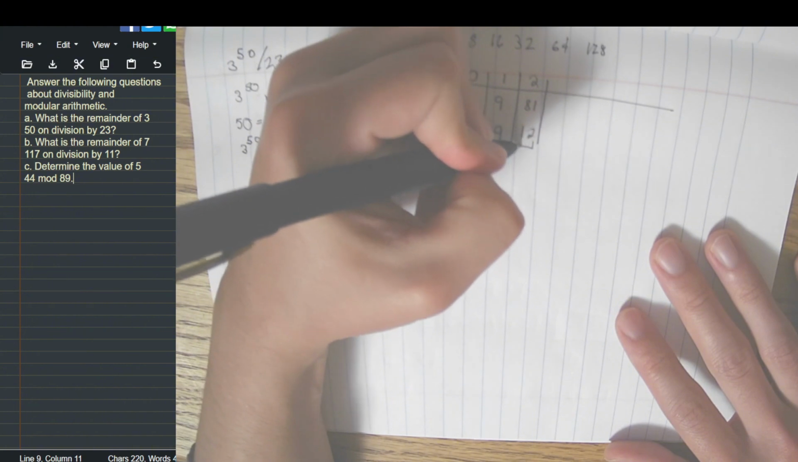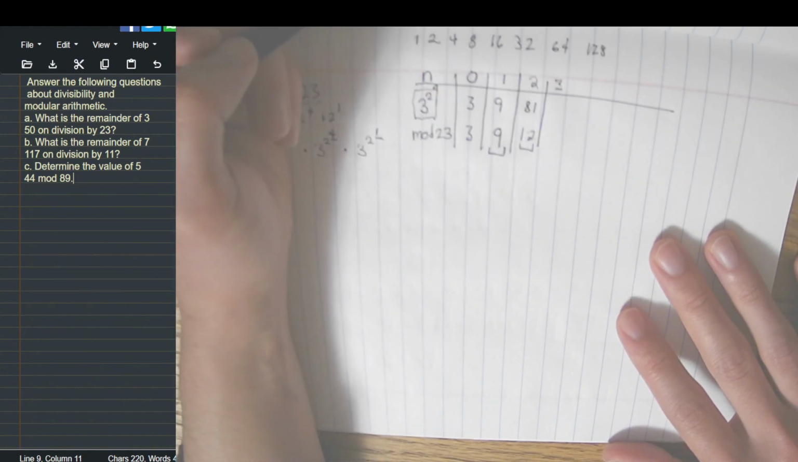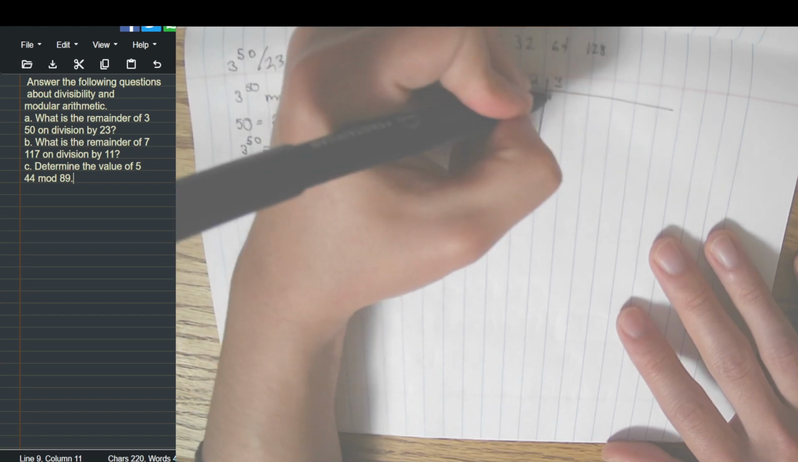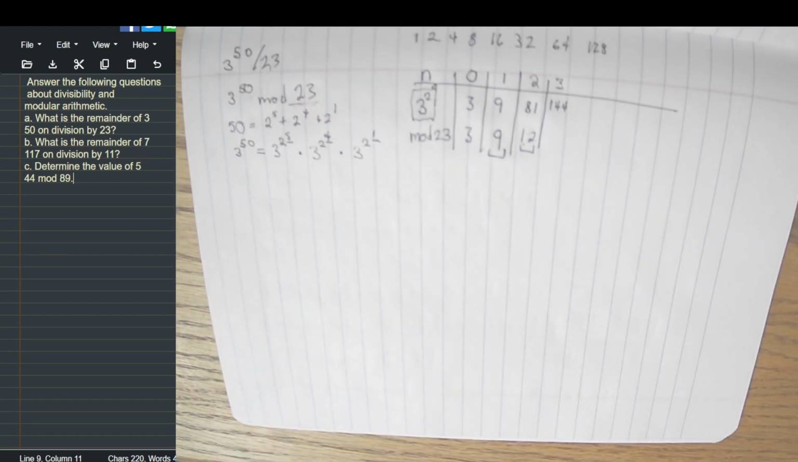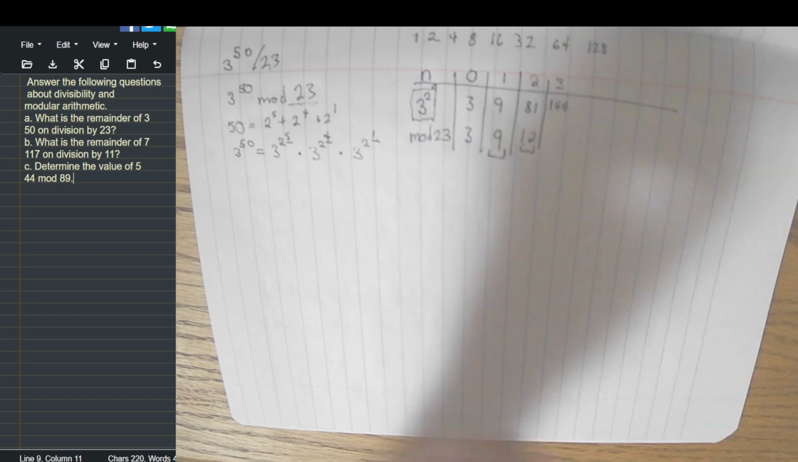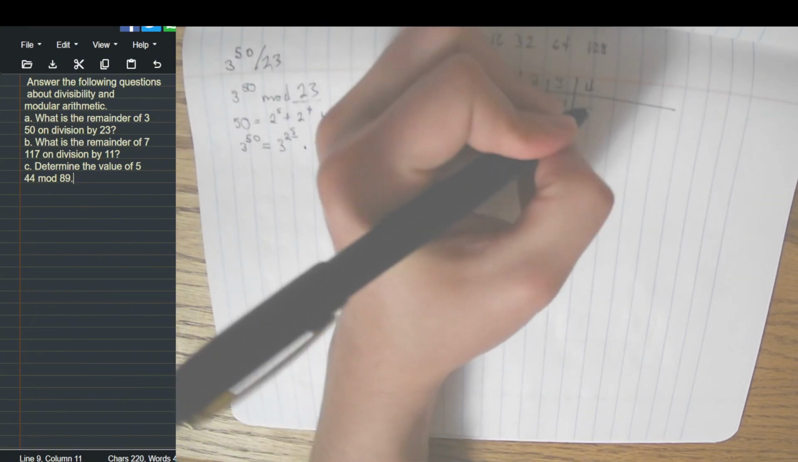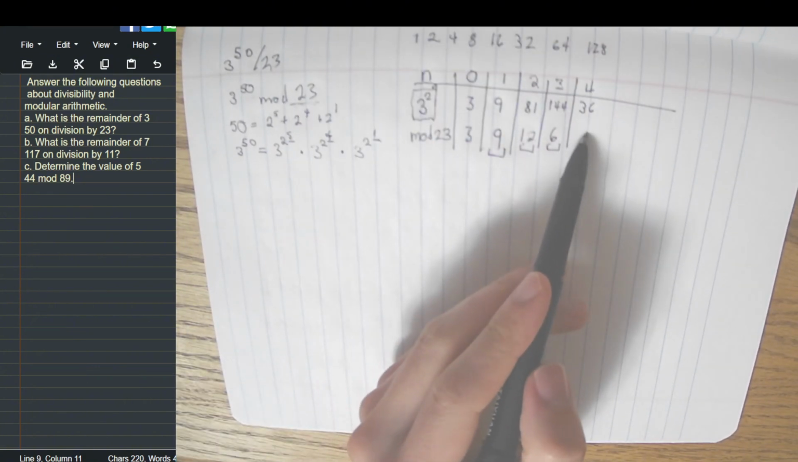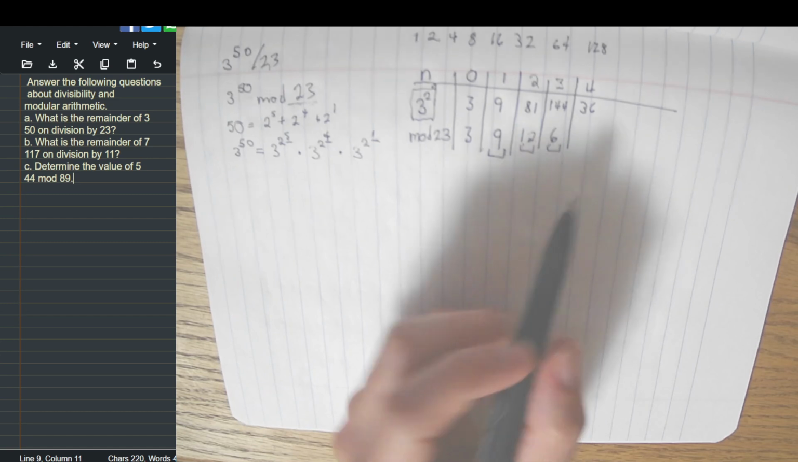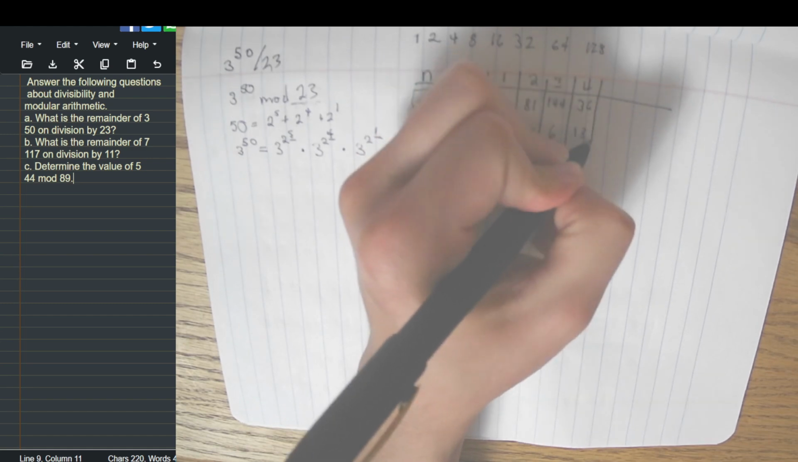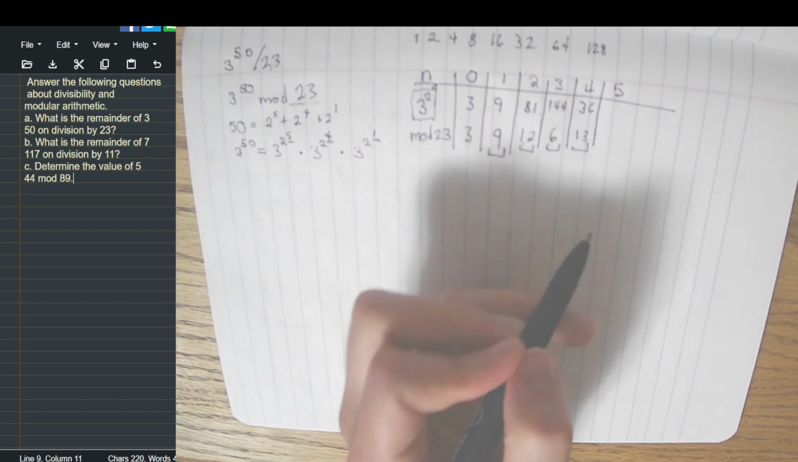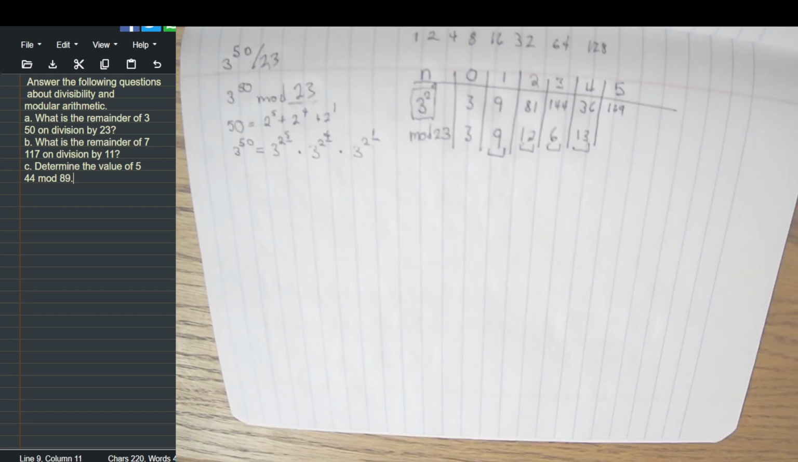And now I can use this number as my squared. I'm going to increase n by 1, square this bottom number, becomes 144. 144 modulus 23 is 6. Increase n by 1, square this bottom number, gets me 36. 36 mod 23, well, that is just 13. Increase n by 1, square this bottom number. That gives me 169. 169 modulus 23 is 8.